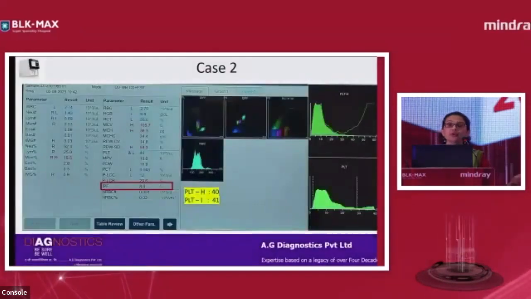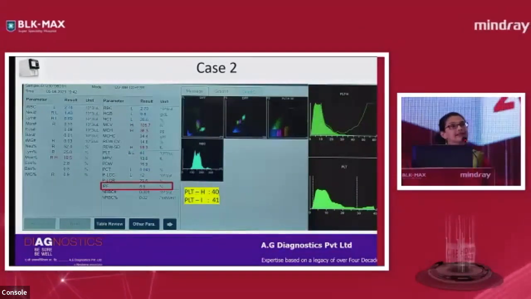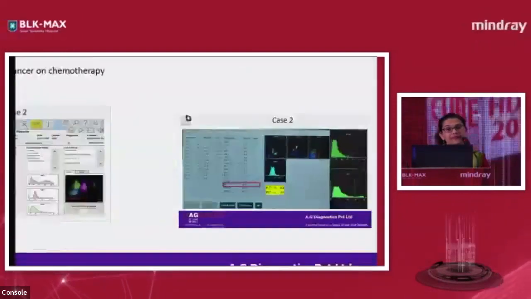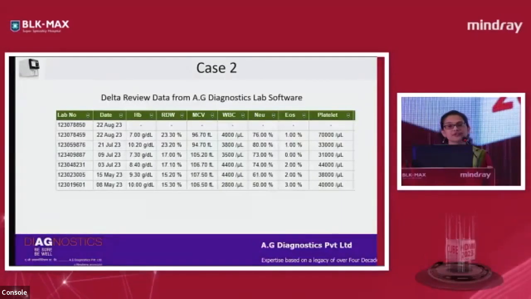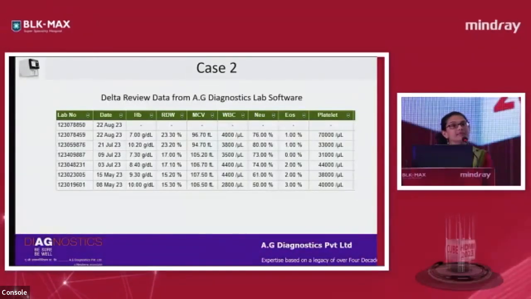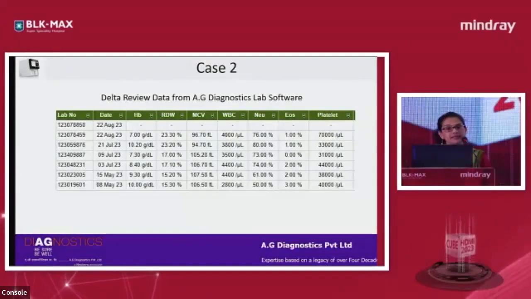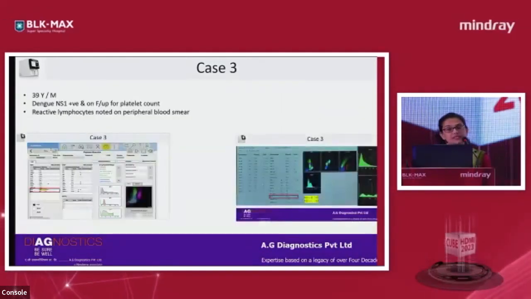Now, it is important to note that the normal range for IPF on this analyzer has been defined up to 10%, so this falls within the normal range. Just showing a snapshot of the delta review we get from AG Diagnostics lab software. And we monitor platelet counts likewise. So this is the same patient, and the platelet count has remained in a similar range on further follow-ups.